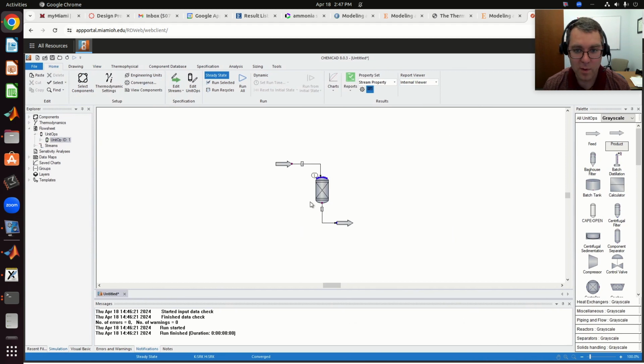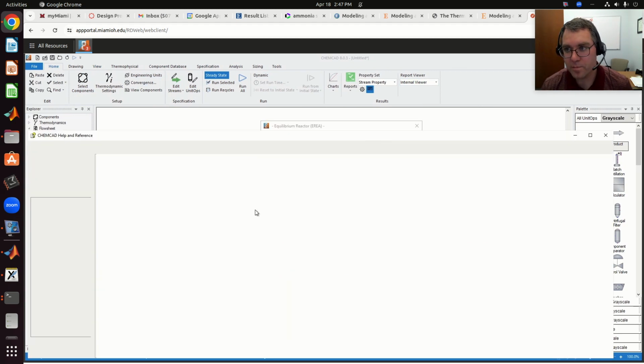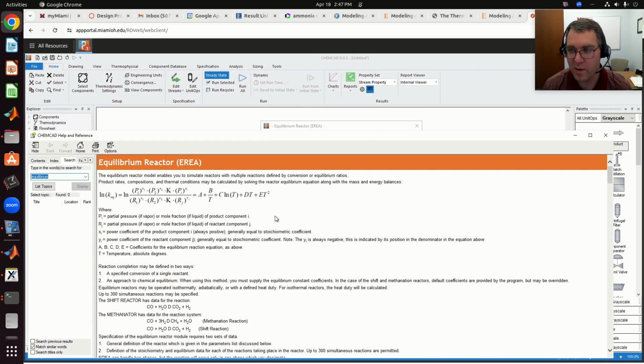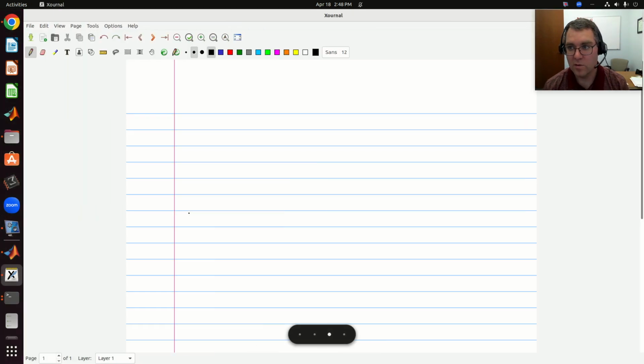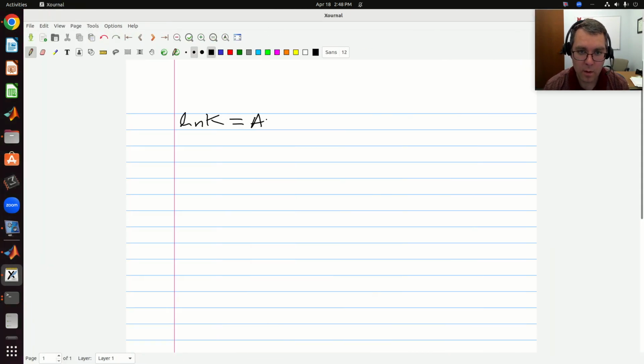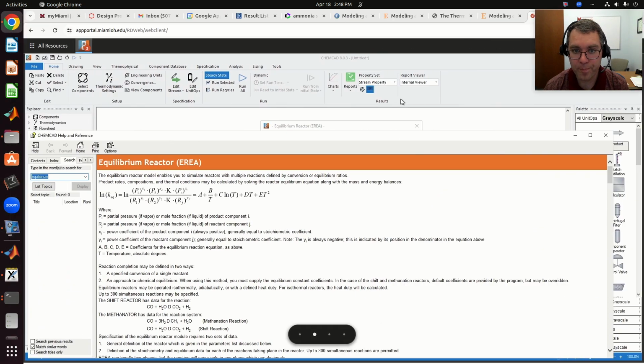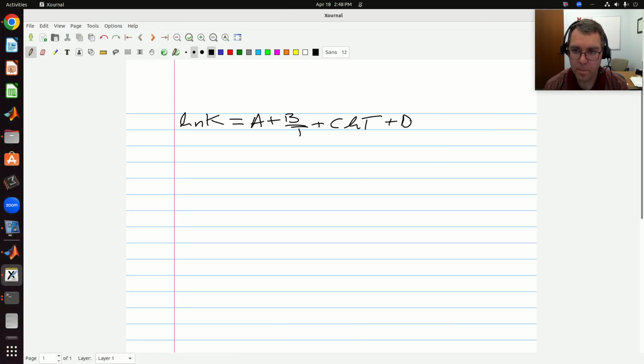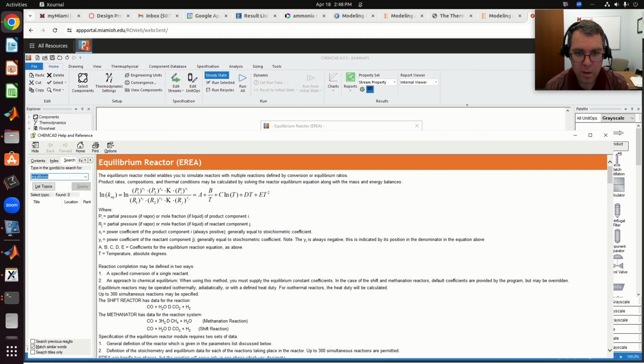Let me just double click on the reactor. So the challenge is when I go into my equilibrium reactor, my equilibrium constant is modeled as such. What I need is an expression for my equilibrium constant that takes the form of log k is equal to a plus b over t plus c natural log of t plus dt plus et squared.